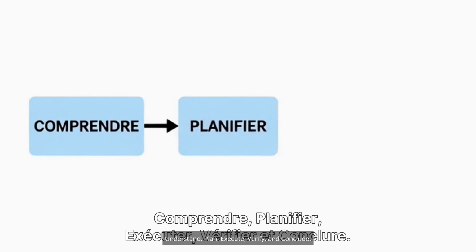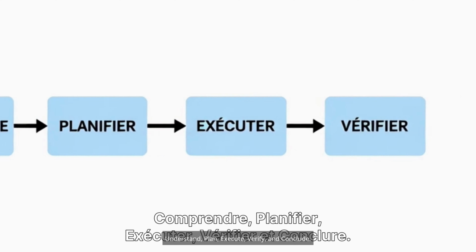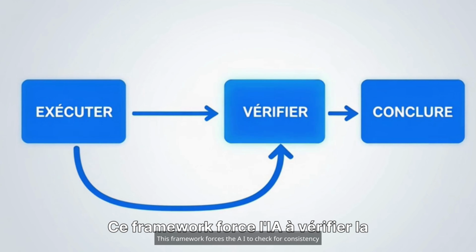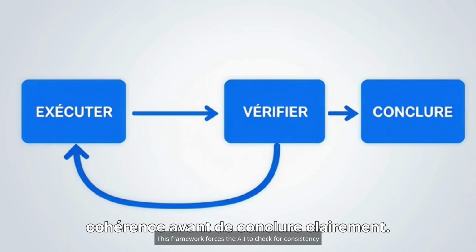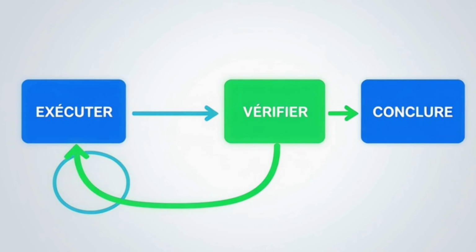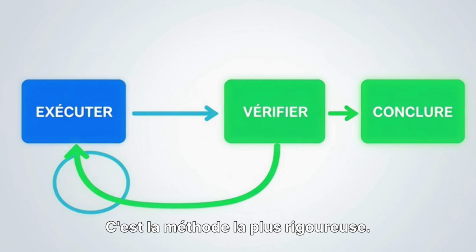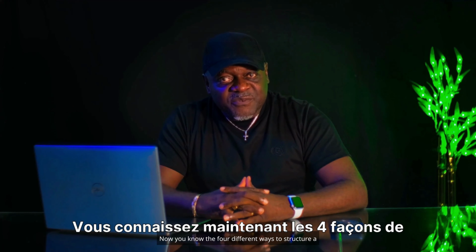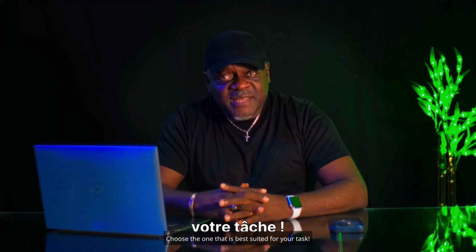The fourth type is the structured COT. You impose a precise structure: understand, plan, execute, verify, and conclude. This framework forces the AI to check for consistency before concluding clearly. It's the most rigorous method. Now you know the 4 different ways to structure a chain of thought. Choose the one that is best suited for your task.